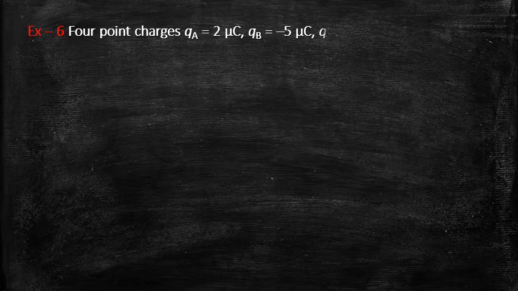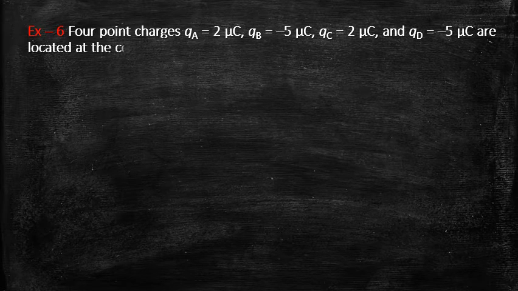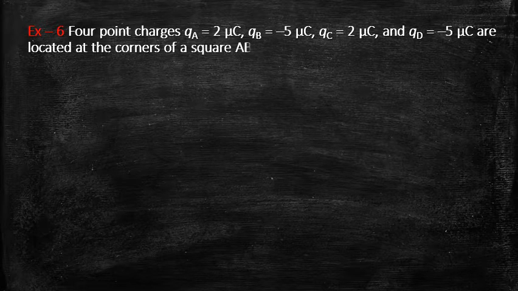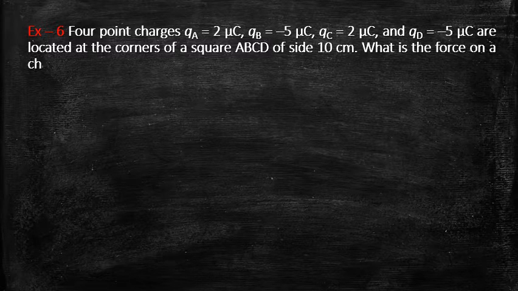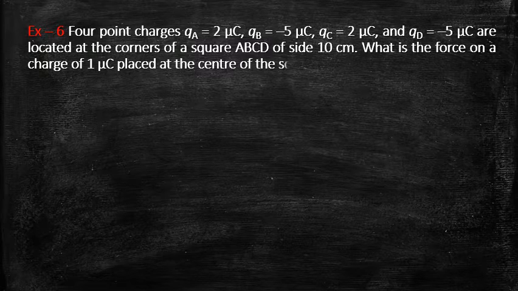Four point charges, QA equal to 2 microcoulomb, QB equal to minus 5 microcoulomb, QC equal to 2 microcoulomb and QD equal to minus 5 microcoulomb, are located at the corners of a square ABCD of side 10 centimeter. What is the force on a charge of 1 microcoulomb placed at the center of the square?